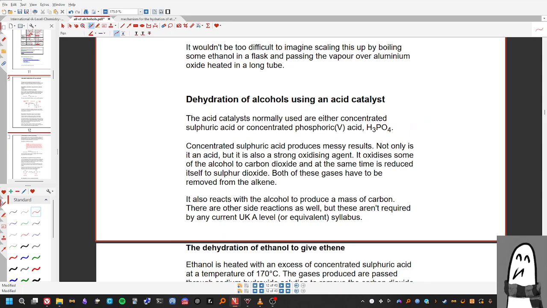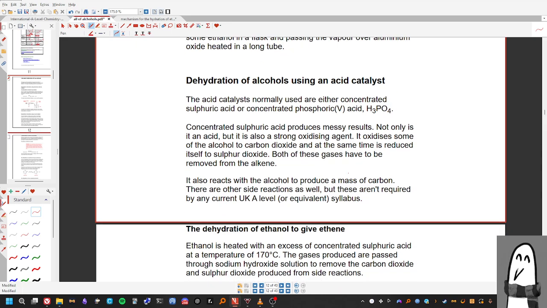Sulfuric acid produces messy results. Not only is it an acid, but it's also a strong oxidizing agent. It oxidizes some of the alcohol to produce carbon dioxide, and at the same time is reduced itself to sulfur dioxide. Both of these gases have to be removed from the alkene. It also reacts with alcohol to produce a mass of carbon. There are other side reactions as well, but these aren't required by the current UK A-level syllabus.